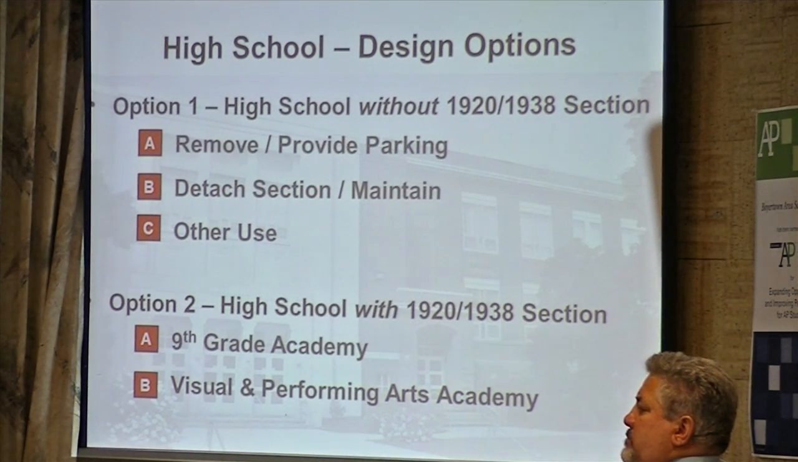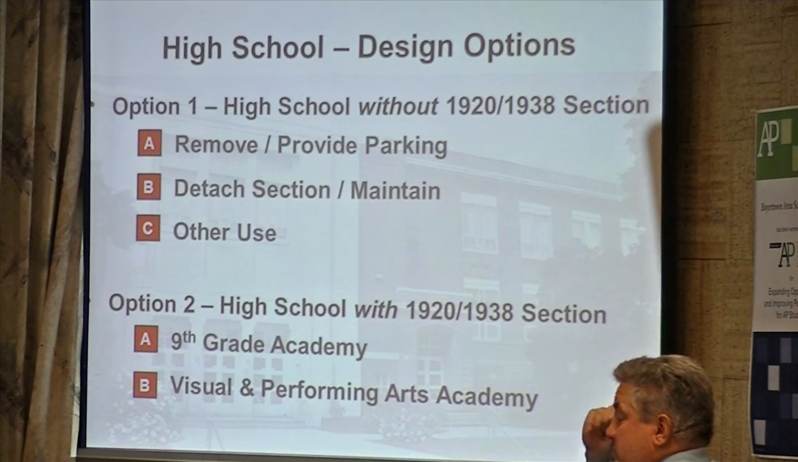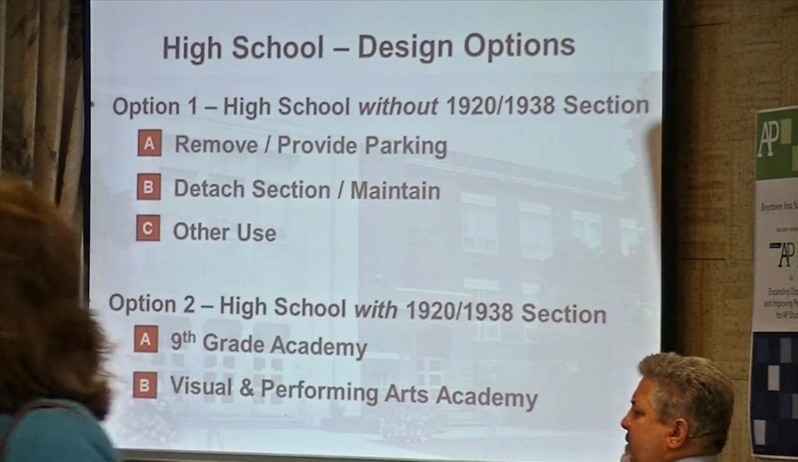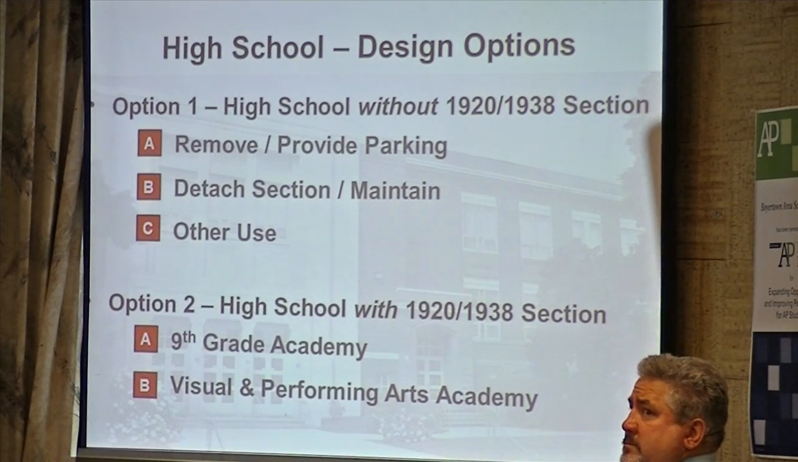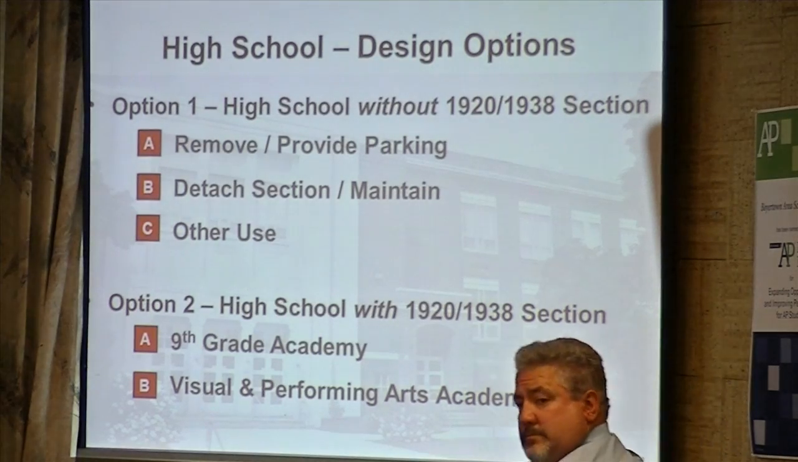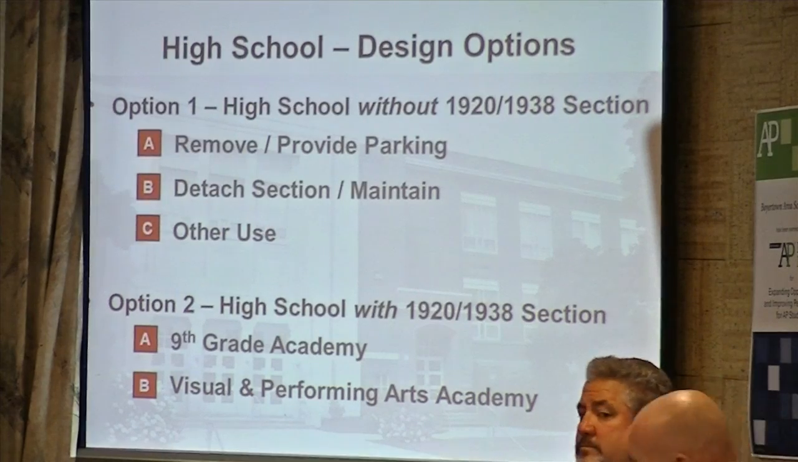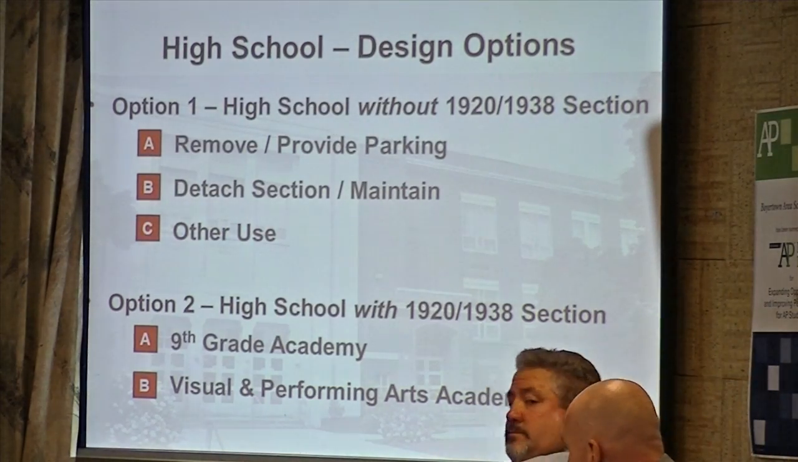So this is option one. This is to renovate the high school and to provide the necessary additions, which we'll talk about the enrollment and the square footage a little bit later. Under option one is without the 1920 and 1938 section of your high school project. Option A is to remove that building and provide parking. Option B is to detach a section of the building and maintain the building. And then C is to use it for another use other than educational purposes.